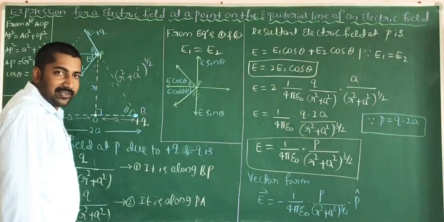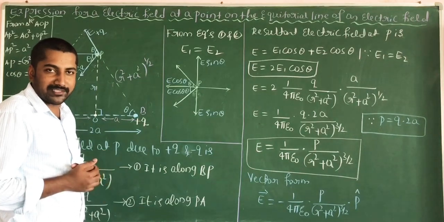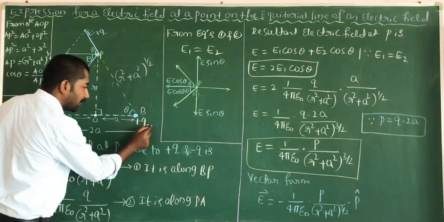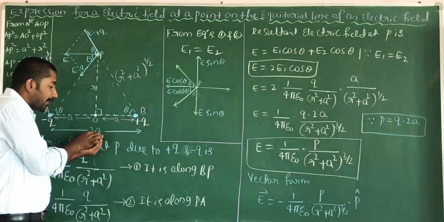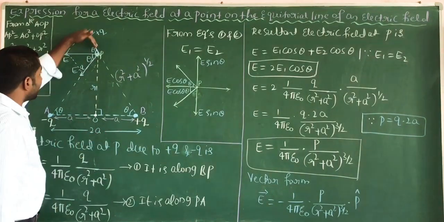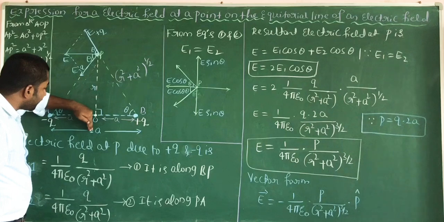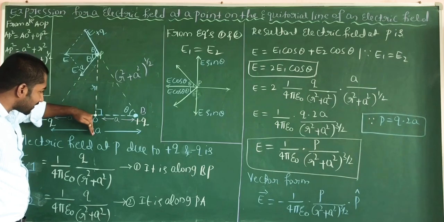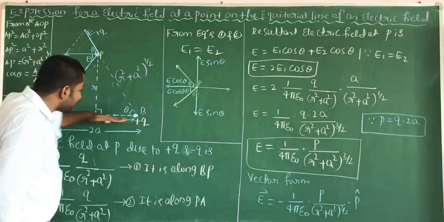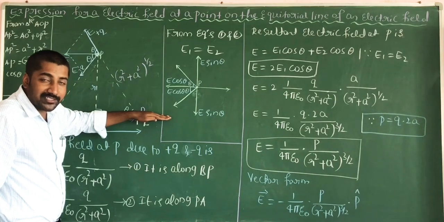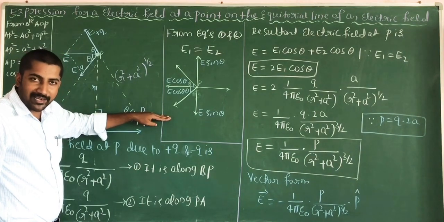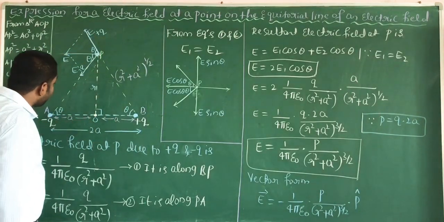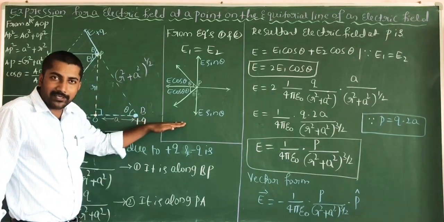Here, consider an electric dipole. This is the electric dipole, with minus q and plus q. These two charges are separated by distance 2a. A vertical line passes through the midpoint of this axis and is perpendicular to this line. This is called the equatorial line. A line passing through the midpoint of the axial line and perpendicular to this axis is called the equatorial line.